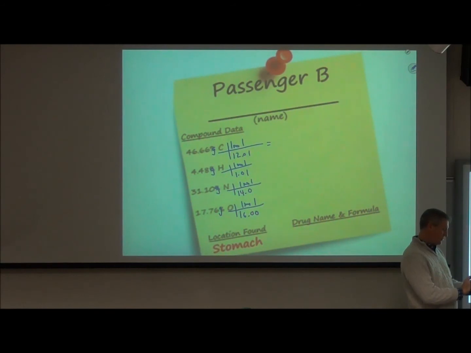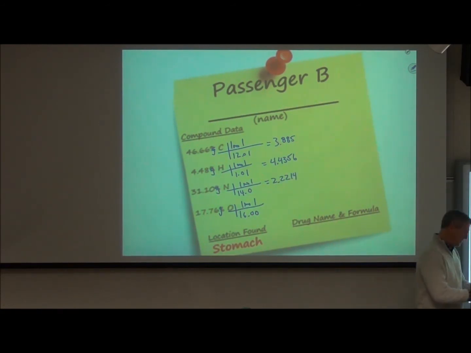So 46.66 divided by 12.01 is 3.885. 4.48 divided by 1.01 is 4.4356. 31.1 divided by 14.0 is 2.22. 17.76 divided by 16 is 1.11, which is our smallest. We're going to divide everything by 1.11.